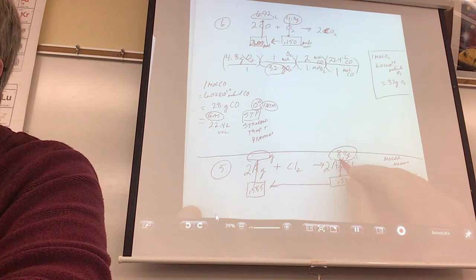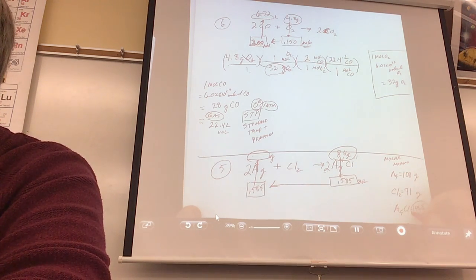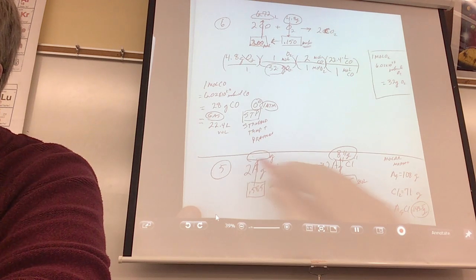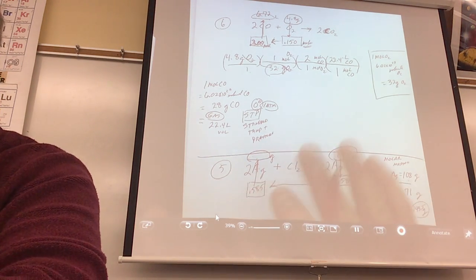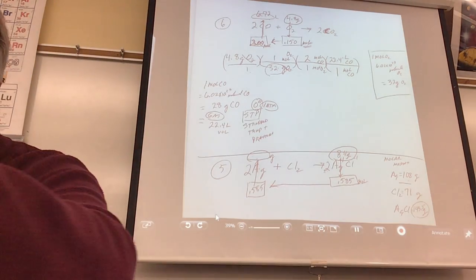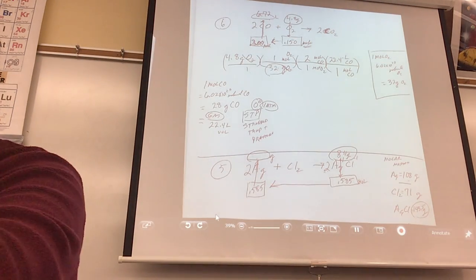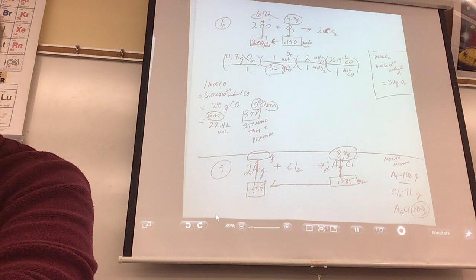When you go down the mole world, you divide by the molar mass. When you go up out of the mole world, you multiply by the molar mass of that. And I don't look at coefficients unless I'm going sideways. You get that? The molar mass of silver, 2 has nothing to do with it.